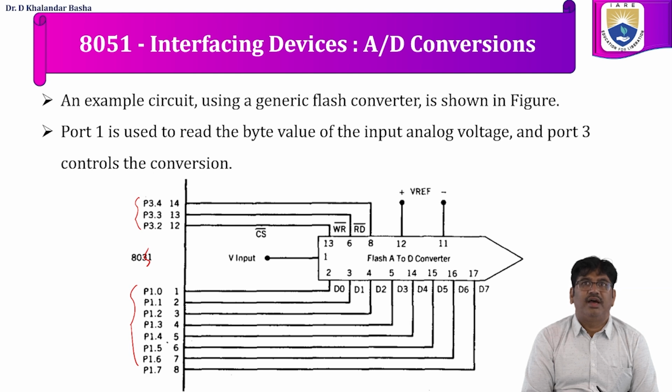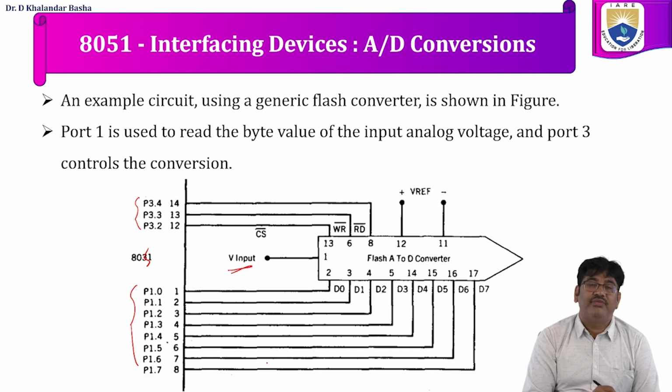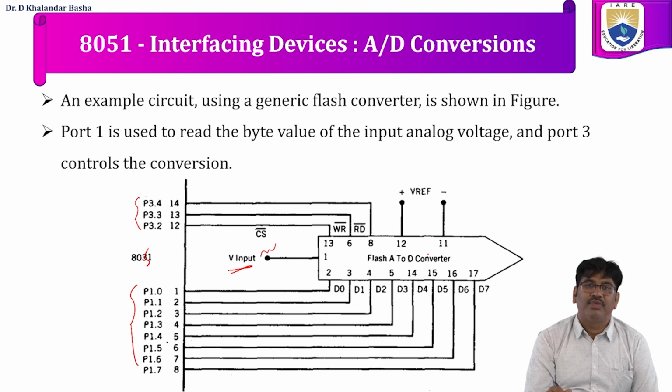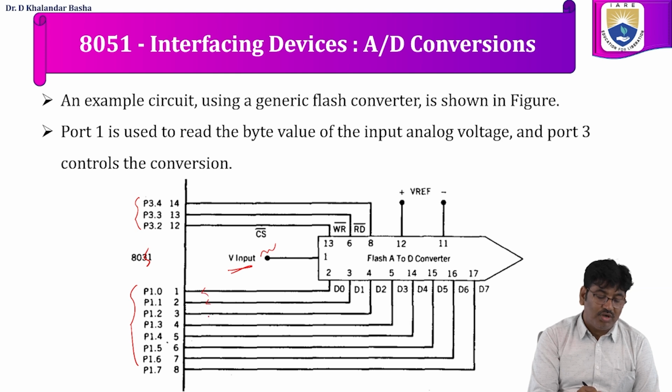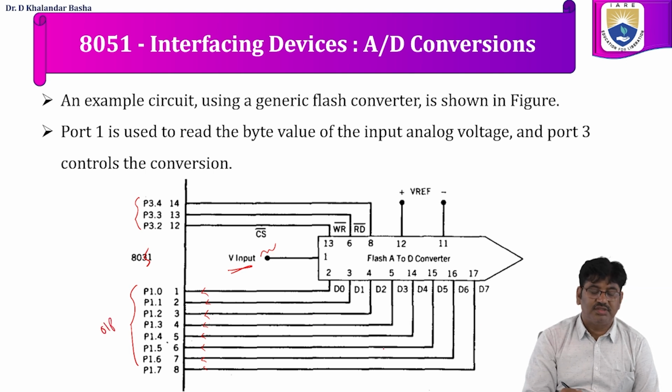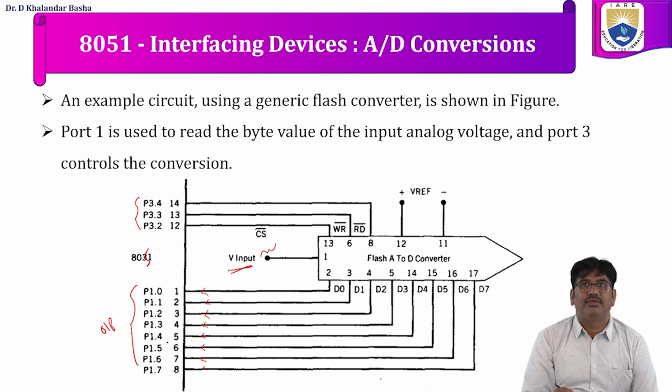Once we apply the analog signal, which is given to pin number 1 of the flash A to D converter, whatever analog signal we give here will be converted. After conversion, the digital equivalent will be sent on the port 1 lines. As it is 8-bit size, the bit pattern appears from port 1.0 to port 1.7. So this port will be configured as an input port. For controlling this flash A to D, we have a write signal, a read signal, and chip select.